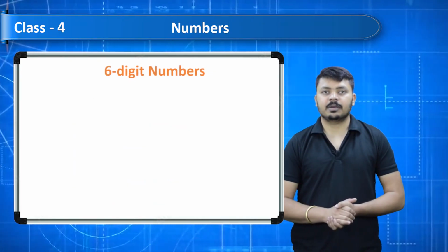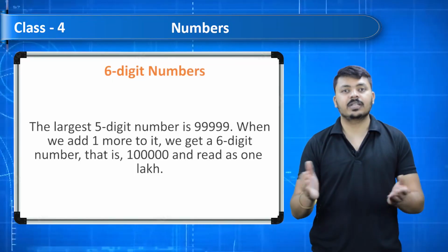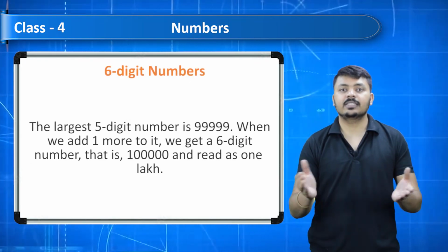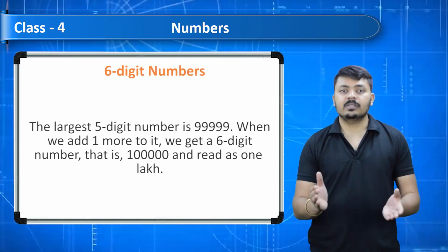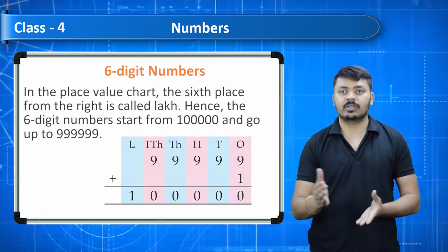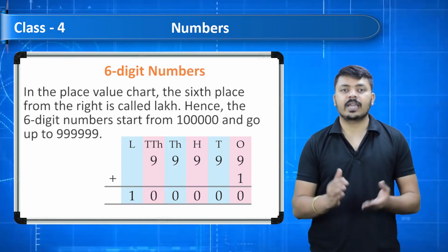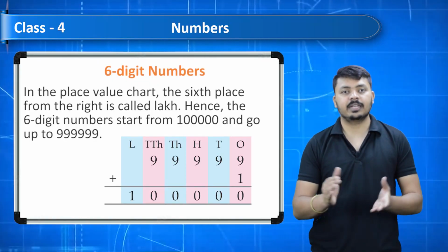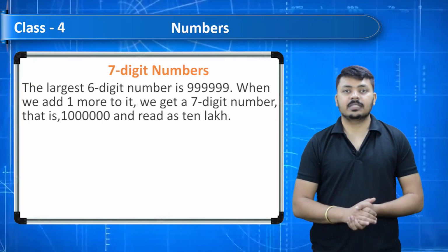99,999. 6-digit numbers. The largest 5-digit number is 99,999. When we add one more to it, we get a 6-digit number, that is 1 lakh, read as 1 lakh. In the place value chart, the 6th place from the right is called lakh, as you can see here. Hence, the 6-digit numbers start from 1 lakh and go up to 9,99,999.